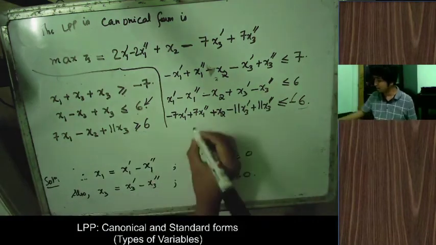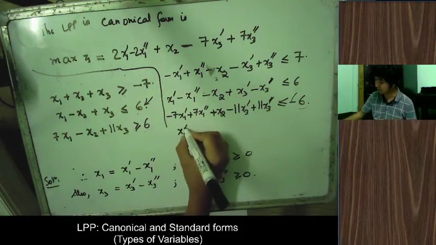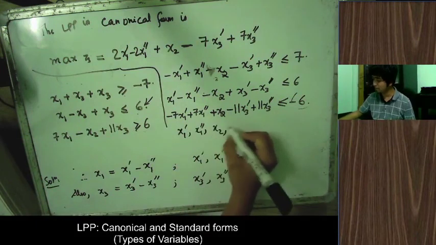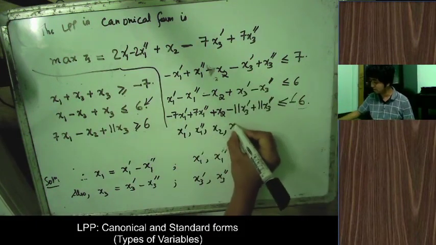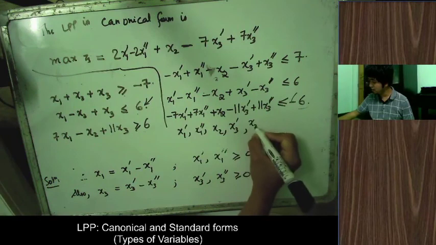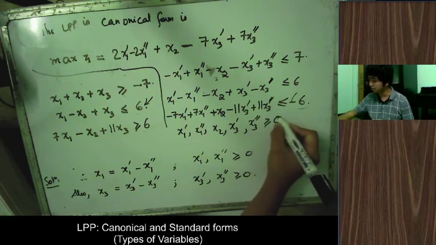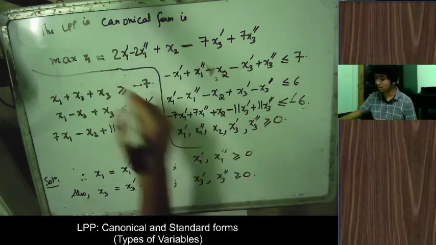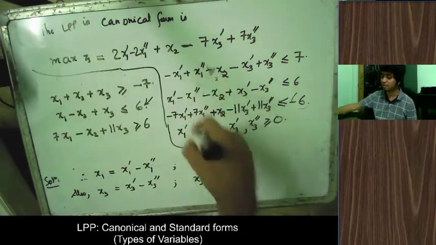So the only thing now we should write is x1 dash, x1 double dash, x2, all the variables that are over here, they are all greater or equal to 0. So this is the required solution. The LPP in canonical form is this.